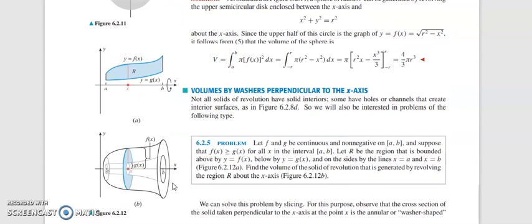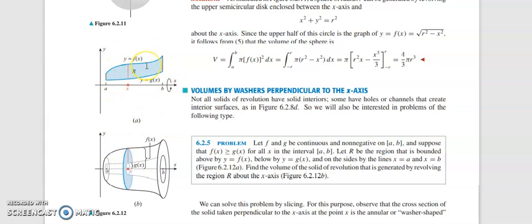So next is volume by washers perpendicular to the x-axis. By washer you mean a thin plate with a hole in it. So that is a washer. We use the same slicing technique as we did for volume of disk, to do volume by washers as well. So here the difference is you will have a region of this form. The region we saw first is the region bounded by the x-axis.